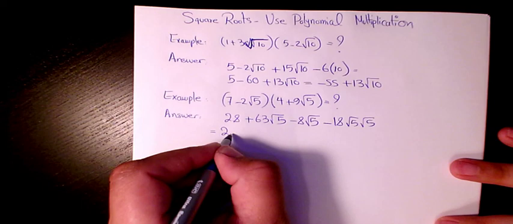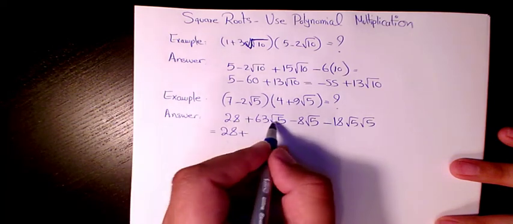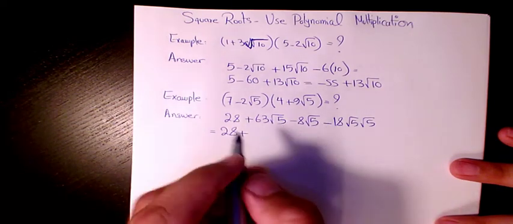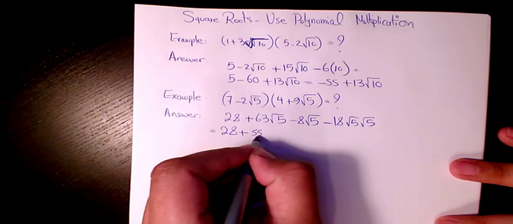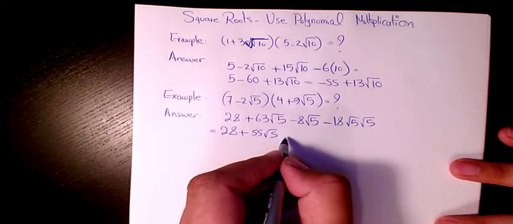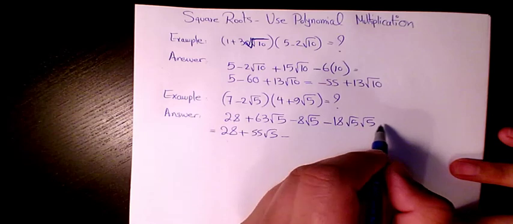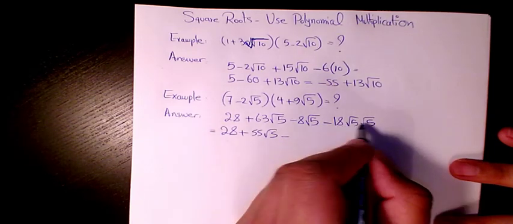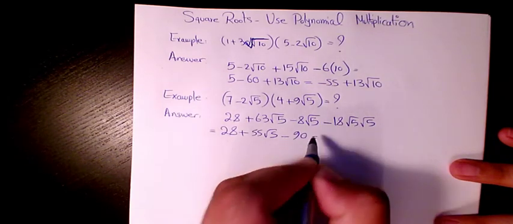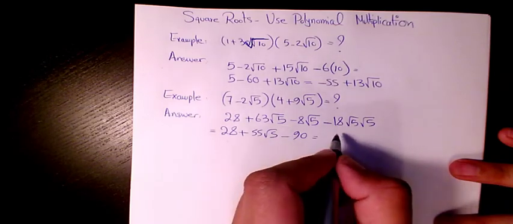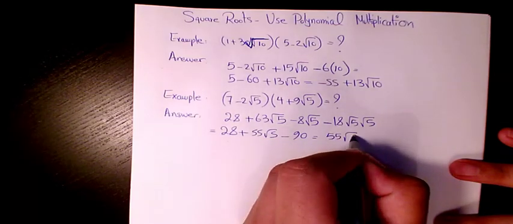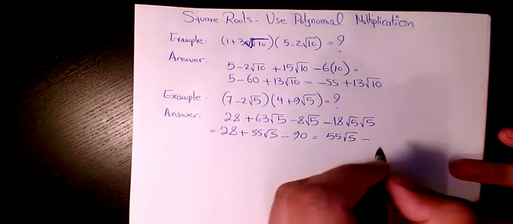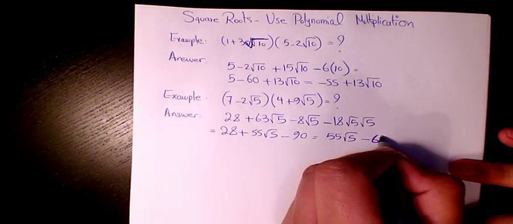That makes it 28. 63 root 5 minus 8 root 5 is 55 root 5. And here we have 18 times root 5 times root 5, which is going to be 18 times 5, which is 90. Then if you want to simplify, it's going to be 55 root 5 minus 62.